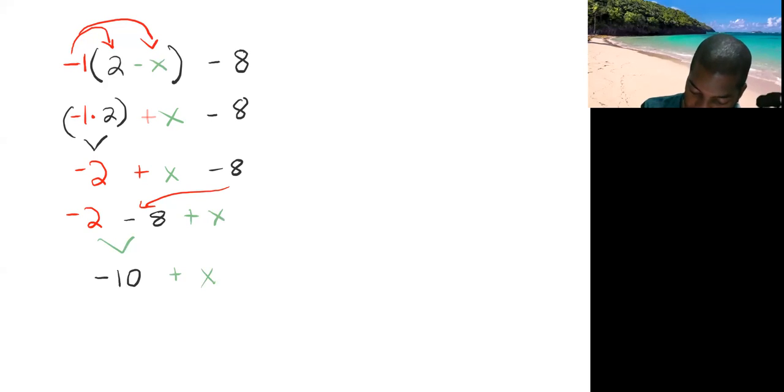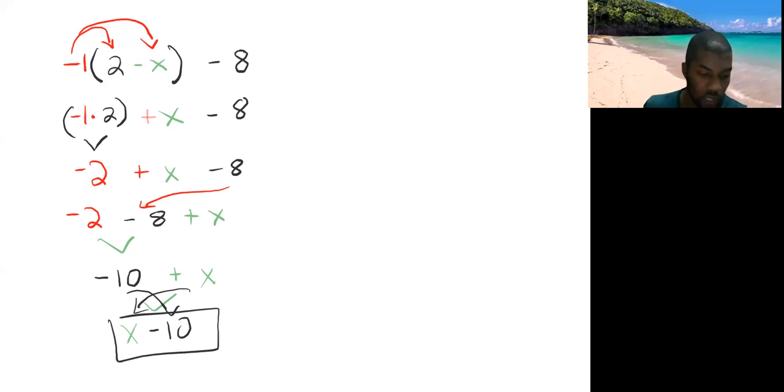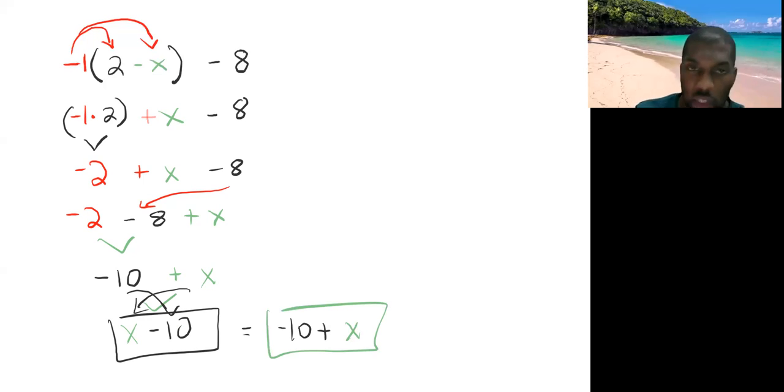Now, if you wanted to make it cleaner, what you could do is x minus 10 and just rearrange them if you'd like. Up to you. Both answers are the same though. -10 plus x and x minus 10 are the exact same thing. Let's do one more. Yeah, let's do one more just to be safe.